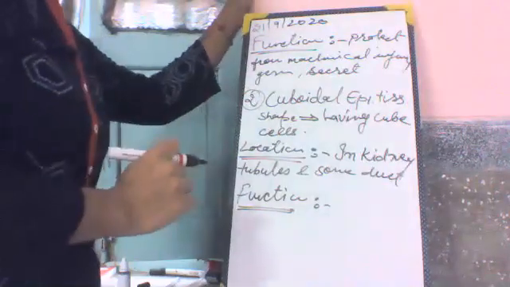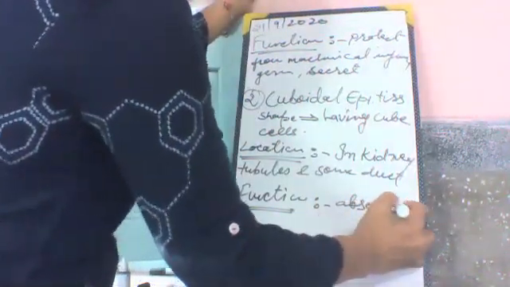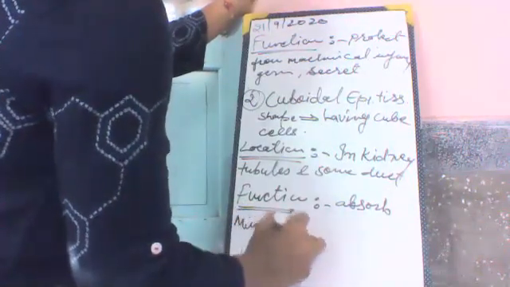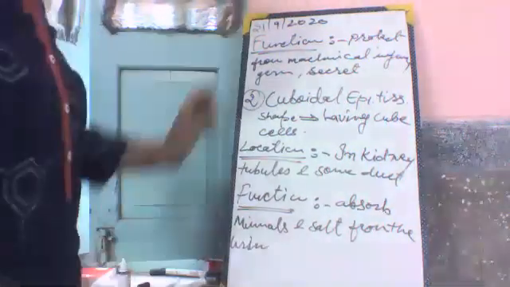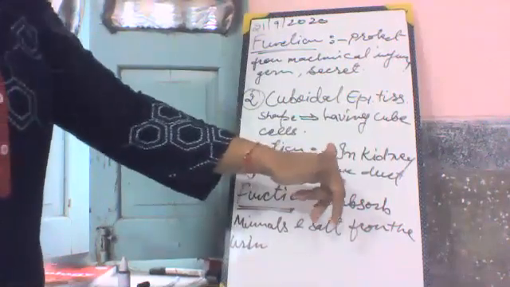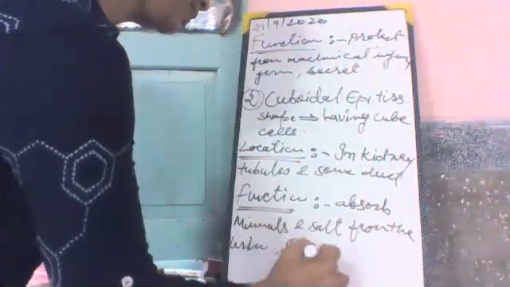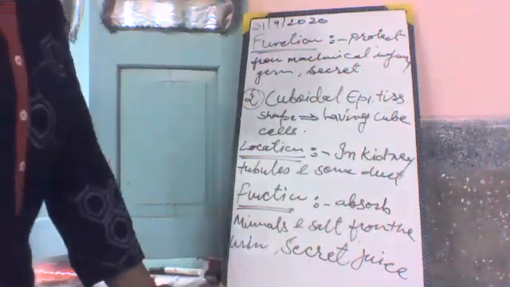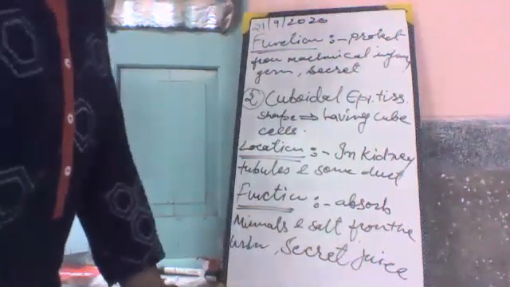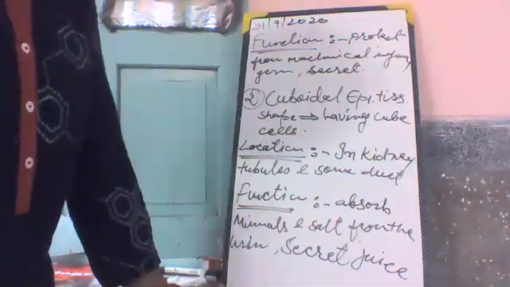What will be the function in the kidney? It absorbs minerals and salt from the urine. But it is also present in ducts, so it secretes some juices for digestion or for another function. Absorption of salt and minerals in the kidney, and secretion of juices, which may be a particular enzyme or maybe endocrine hormones also. These are the functions of cuboidal epithelium tissues.